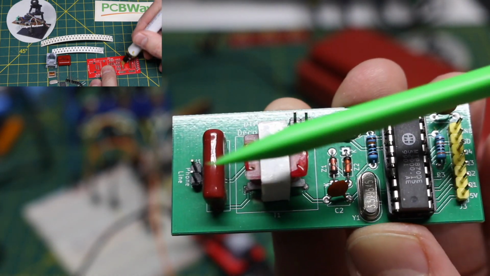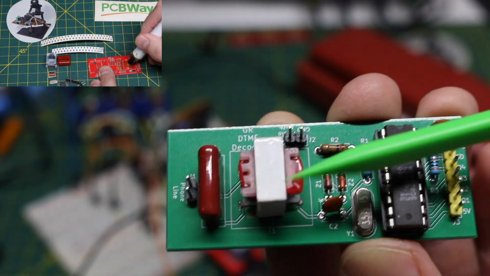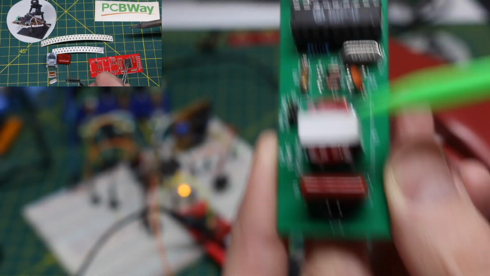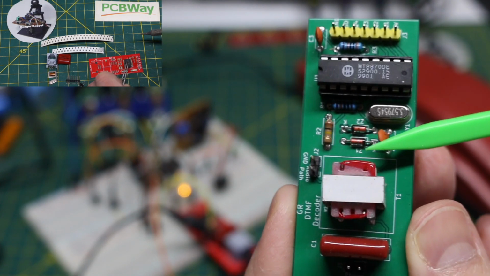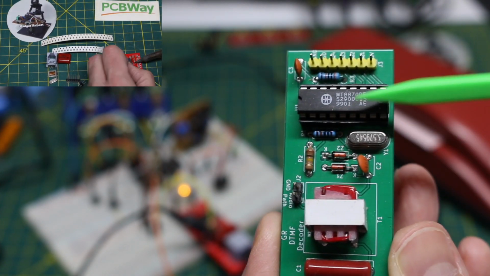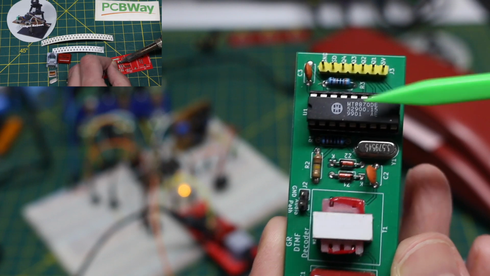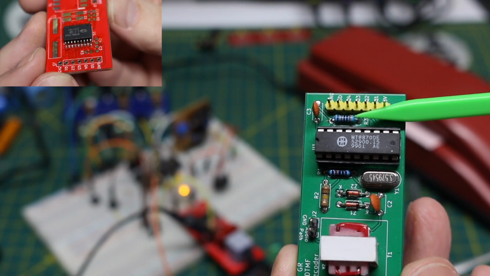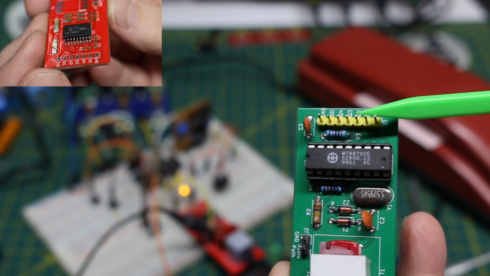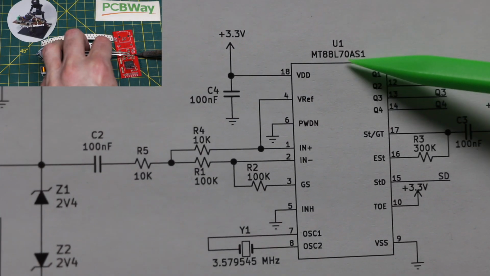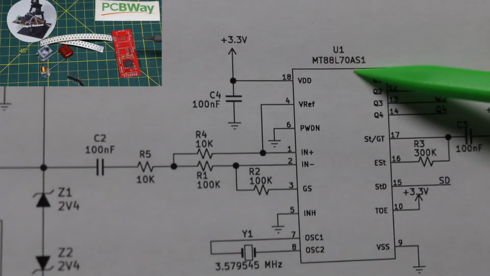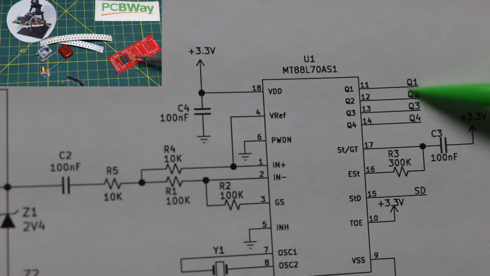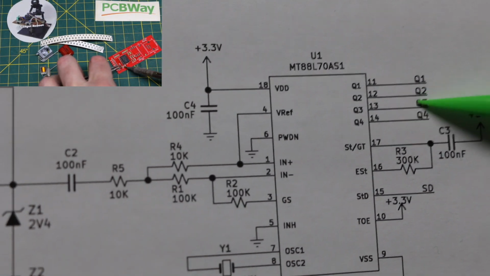I previously made this other PCB using all through-hole components, using an MT8870, but there's some things I needed to improve upon. First, this is a 5-volt chip, so the digital outputs are all 5 volts, and I was using this at 3.3 on an ESP32, so now I'm using the surface mount version, 88L70, which runs at 3.3 volts and gives 3.3 volt compatible outputs.